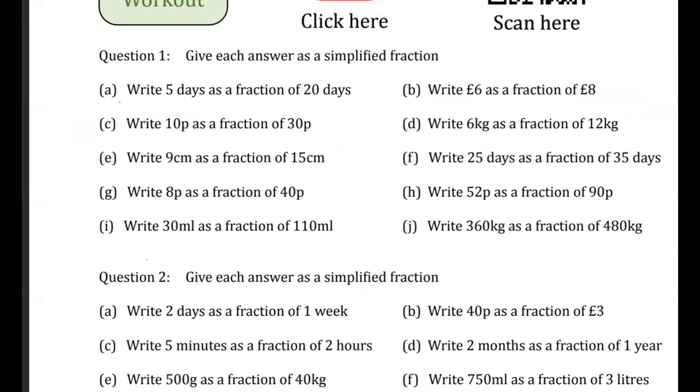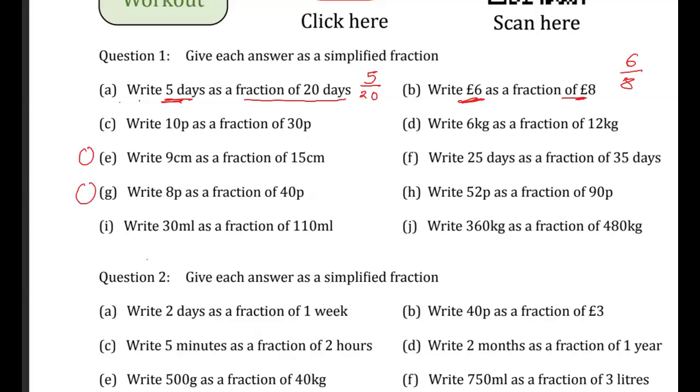Write 5 days as a fraction of 20 days. That gives you 5 over 20. So that could be 1/4. Next it asks you to write 6 as a fraction of 8 pounds. So that gives you 6 over 8. Can you see that? So that one could be 2/3. So I would like you to do this one. It's just the start of the whole thing.